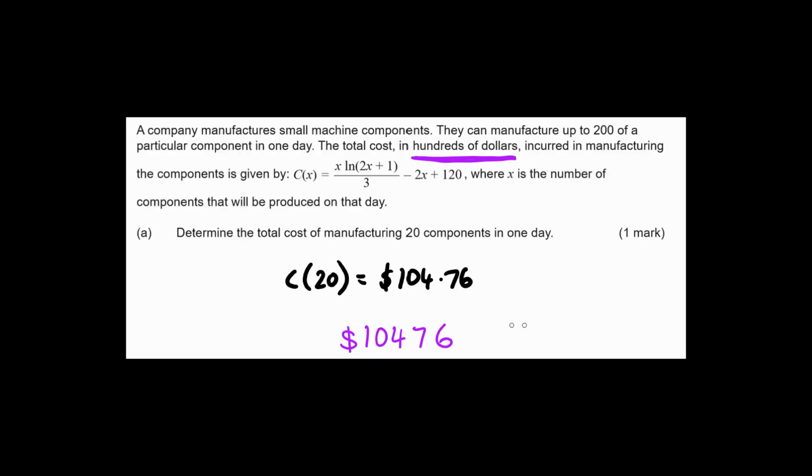I made a small mistake when I was recording this. You can see on this image here that I forgot the fact that this said hundreds of dollars. And so my 104.76 should have been multiplied by 100, giving us $10,476.